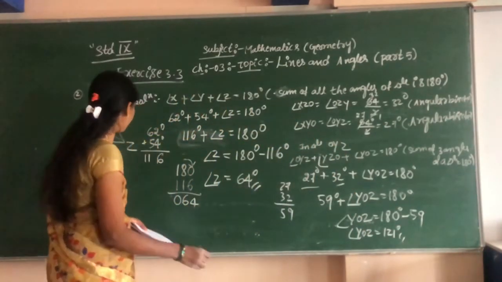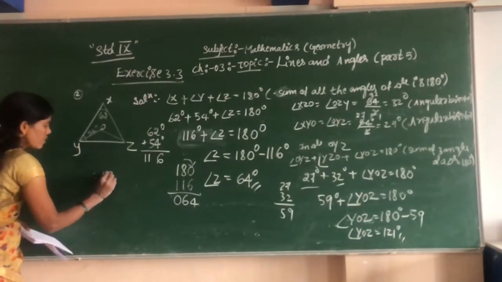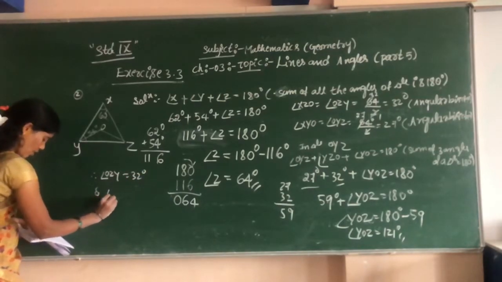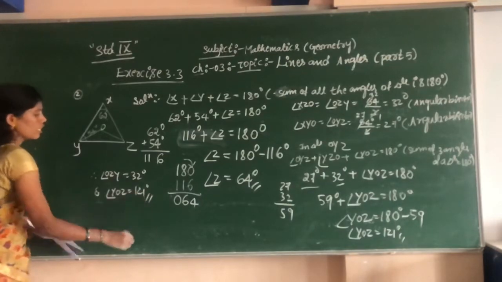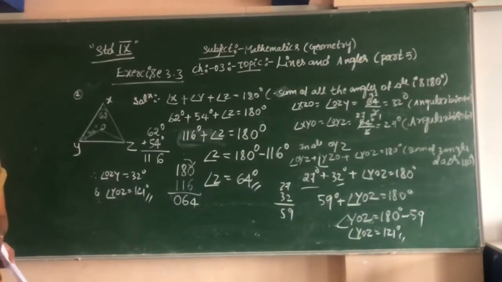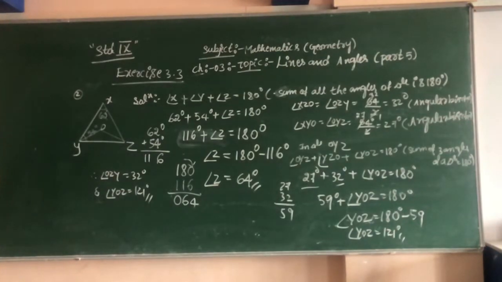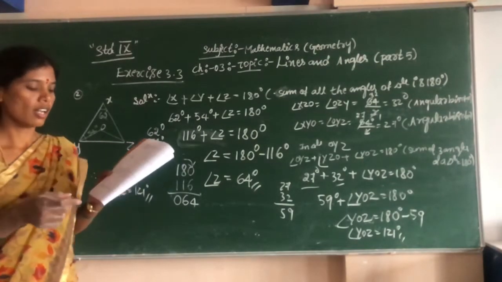Okay. Therefore, I will write here: angle OZY is equal to 32 degrees and angle YOZ is equal to 121 degrees. This is the answer. Okay. We should see the book, and we should write the questions neatly. After that we should write the answer.